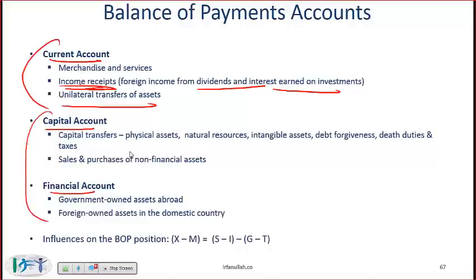So capital account and financial account refer to the flow of money. Capital account covers capital transfers, and it covers sales and purchases of non-financial assets. And then financial account covers government-owned assets abroad and foreign-owned assets in the domestic country. Influences on the balance of payments position. Keep in mind that the net exports can be shown as S minus I, which is savings minus investments, minus the government deficit, which is G minus T.